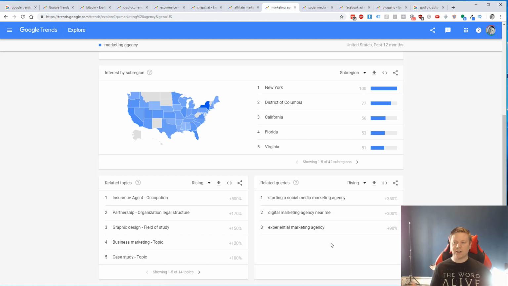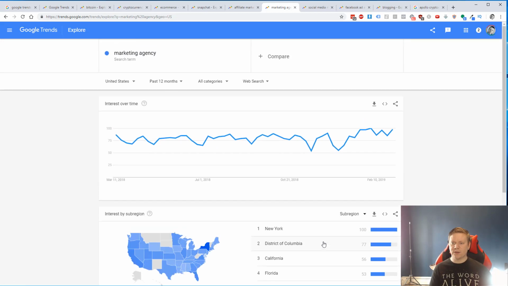And obviously those two things right there just go to show that this is an in-demand service. It's something that people still need. It's not downward trending like something such as Bitcoin or cryptocurrency, which has this up and down phase. You can see that this is still a very hot topic.